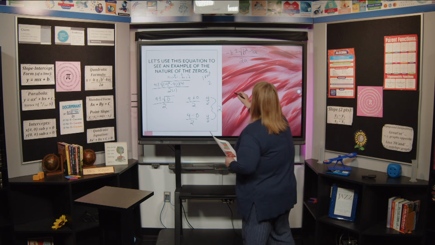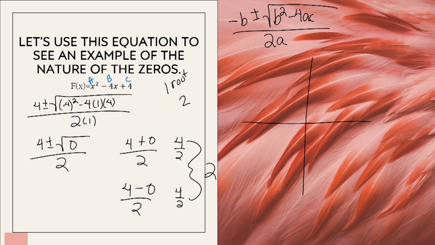So that means it would touch 1, 2, 3. It would look something similar to that. That's what it would look like. So if I put x squared minus 4x plus 4 into my calculator, my graph would look something similar to that. All right?